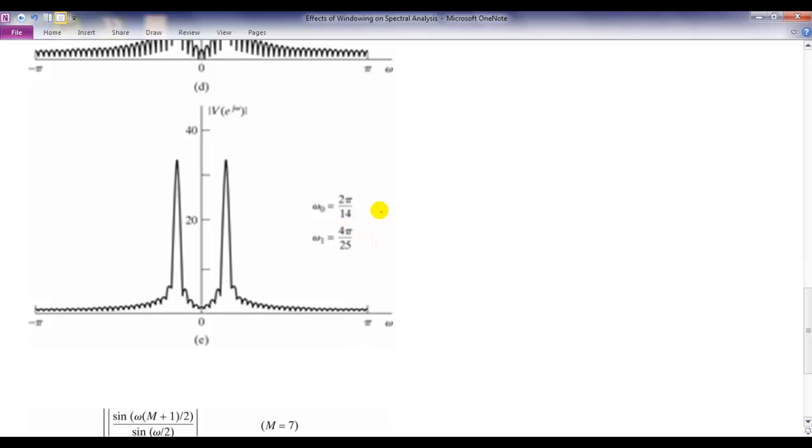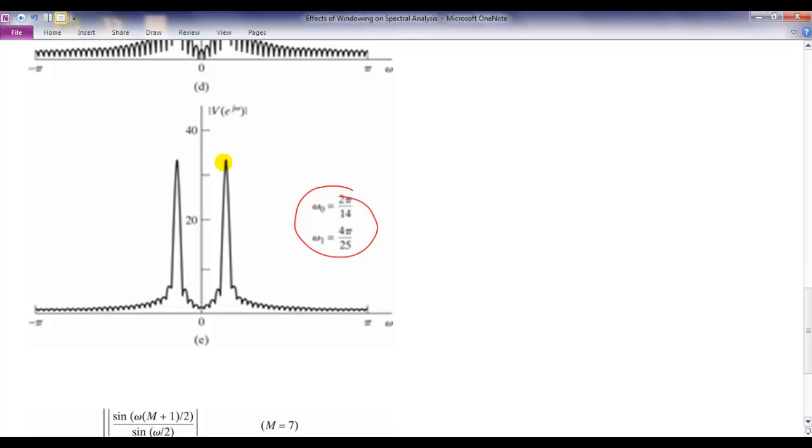You have two frequencies in your signal, but because of windowing, it appears to you as if you had only one frequency. Okay? So this is the effect of the windowing, that different frequencies sort of get merged into one frequency. You can't really tell frequencies apart if they are very close to each other.